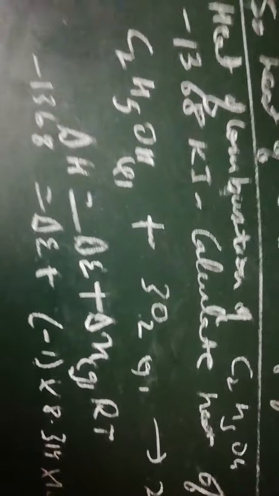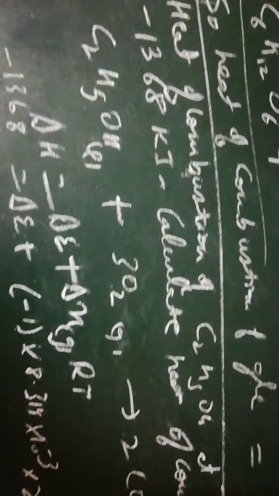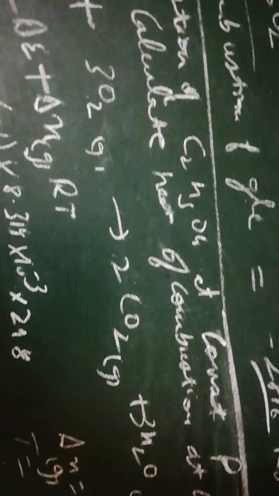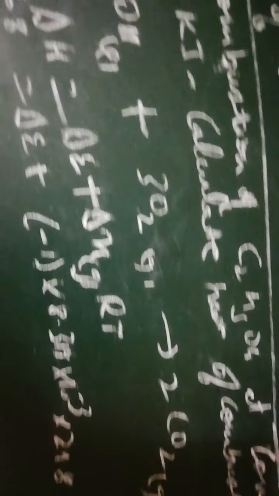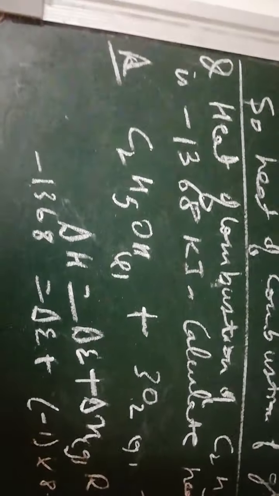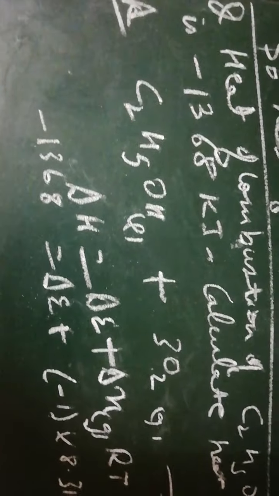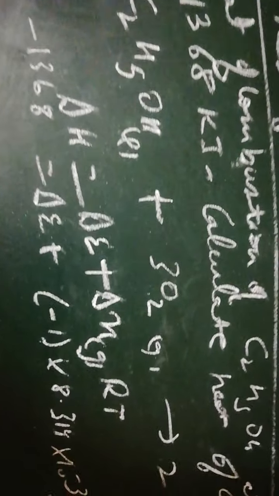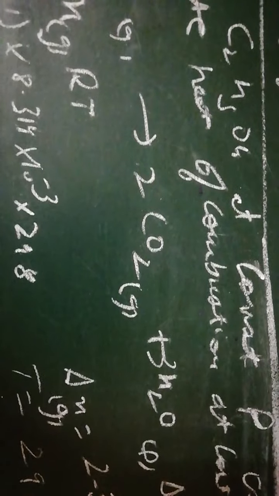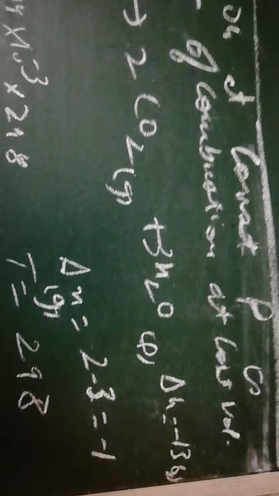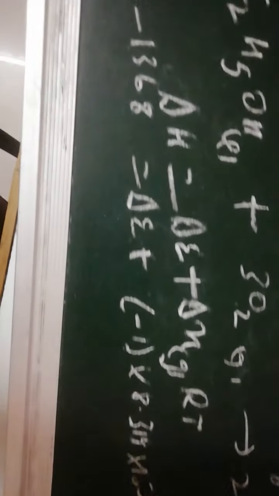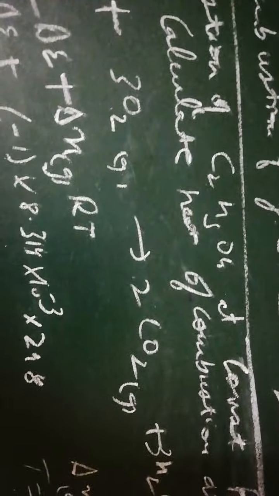One more numerical we can discuss. Question: heat of combustion of ethanol, C2H5OH, at constant pressure is minus 1368 kilojoules per mole. Calculate the heat of combustion at constant volume. Here the equation is not given, you have to write the equation yourself. So first we have to write the equation. Ethyl alcohol is C2H5OH. It reacts with 3 oxygen molecules to give us carbon dioxide plus water. Balancing you have to do yourself, it is not given in the numerical. And delta H is given as minus 1368 kilojoules per mole. You have to calculate the heat of combustion at constant volume.